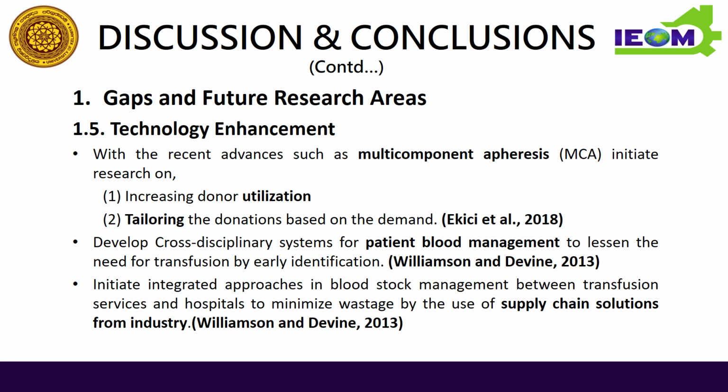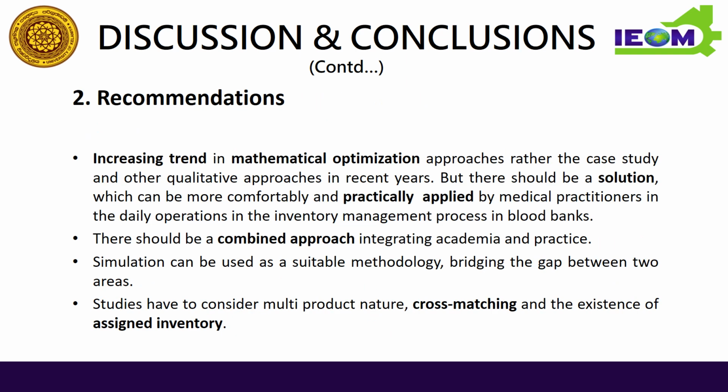With technology enhancement and recent advances like MCA, there's a need for research on increasing donor utilization and tailoring the donation based on demand. There's a need for developing cost-distribution systems for patient blood management to lessen the need for transfusion by early identification. And there's also a need to have supply chain solutions from the industry. So these are the recommendations from the studies.